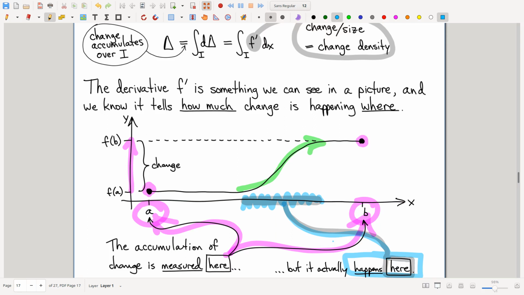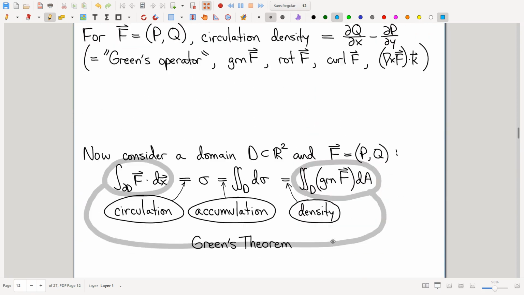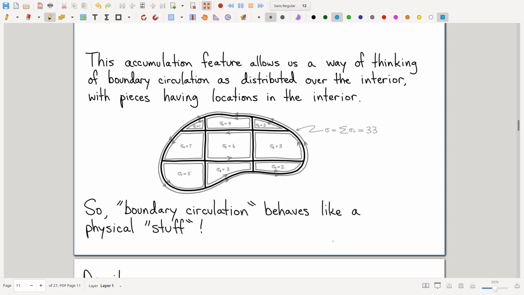Right? So keep this in mind as you're trying to persuade yourself of the story we were discussing last time or the time before, of the analogous assertion that I'm making here of something computed on the boundary, circulation, and this hard-to-swallow idea that it is actually happening in the interior. Okay.